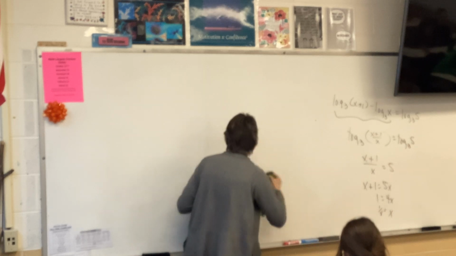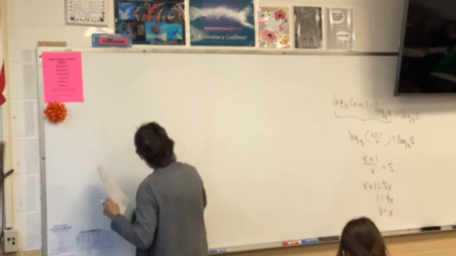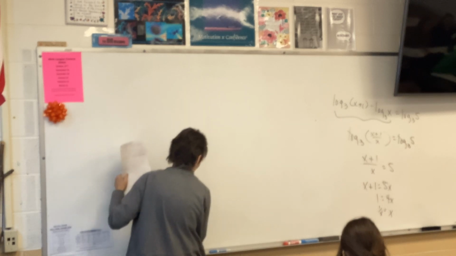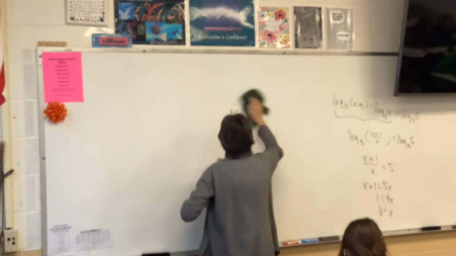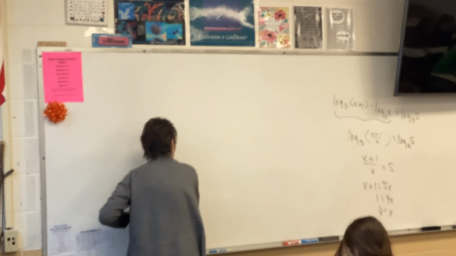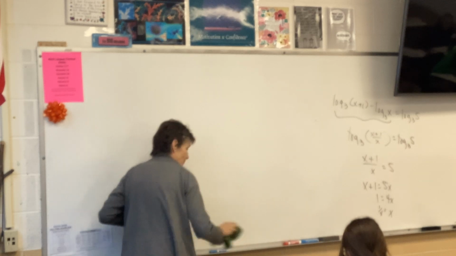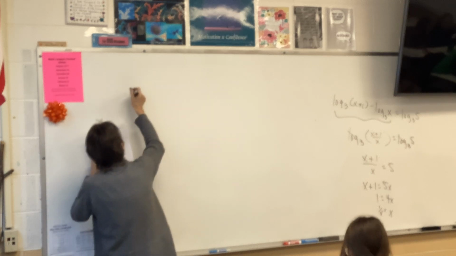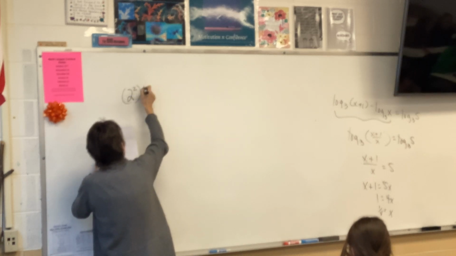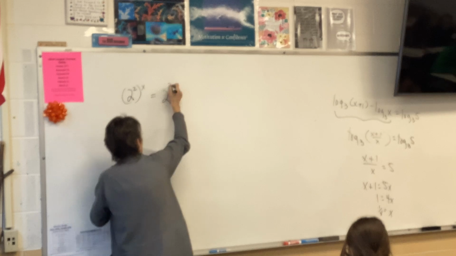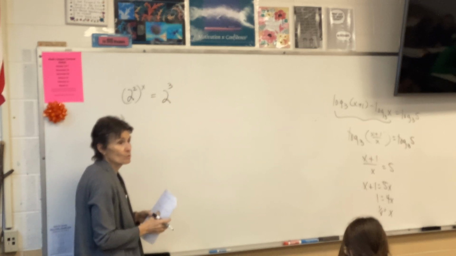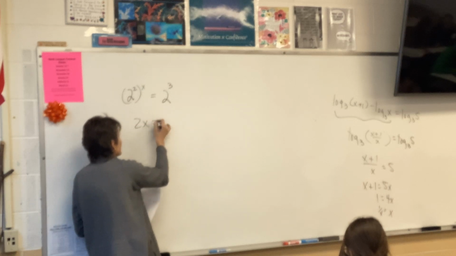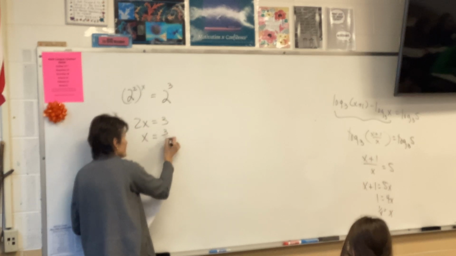What's next? 4 to the x equals 8. What are we doing with this one? 4 to the x equals 8. Same base. And what base will you use? 2. So we have 2 squared to the x equals 2 cubed. And as soon as we do that, we have 2x equals 3, so x equals 3 halves.